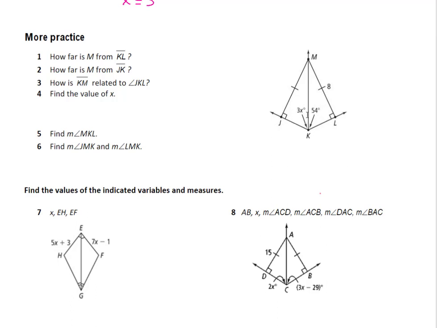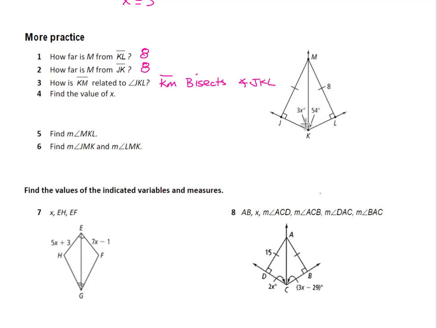Basically, let's see what we could do. We've got an 8. Measured along the shortest distance, we can say that M is 8 units from L, and it is also 8 units from J. So it's 8 units from KL, and it's also 8 units from JL, measured along the perpendicular. How is segment KM related to angle JKL? KM is the angle bisector. So I can say KM bisects angle JKL.